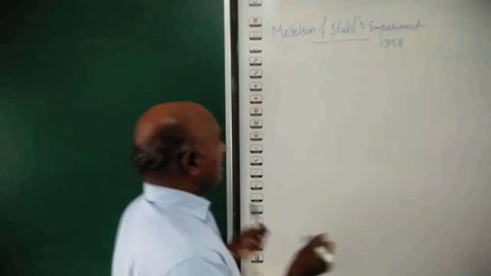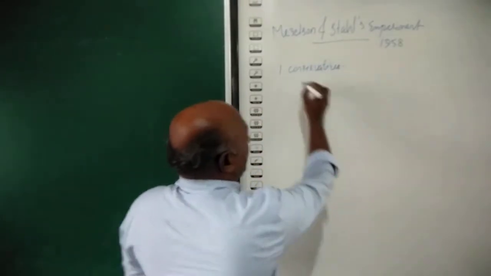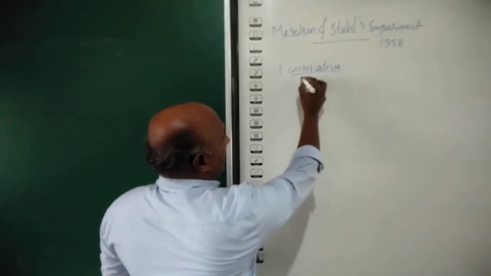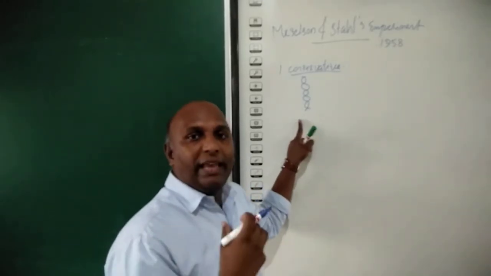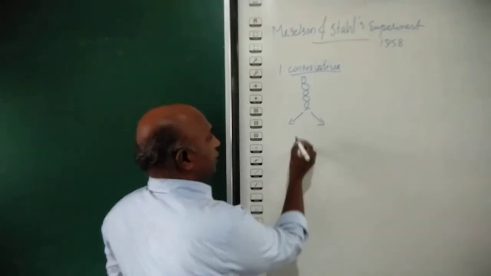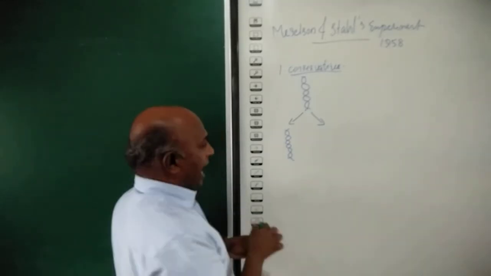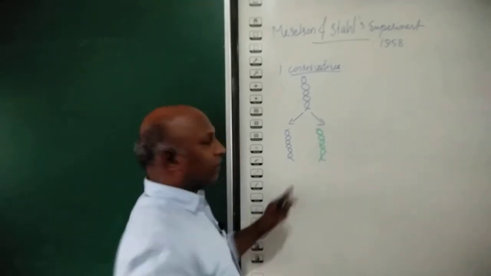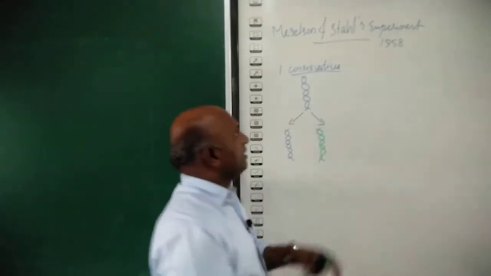The first one was the conservative method. According to the conservative method, one parental DNA will be there like this. When this parental DNA goes through the replication process, it will give two copies of DNA. Among the two copies, one will be exactly the same as the parent, and the second will be newly synthesized. That was the conservative method.